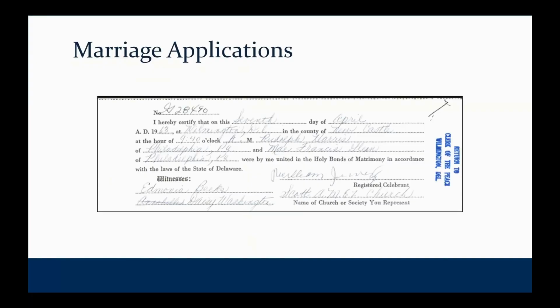Marriage applications can provide a great deal of information beyond just the certificate. They are organized by county. Again, Delaware has three counties: New Castle, Kent, and Sussex. The marriage applications can show additional information about the bride and groom, including previous marriages, residences, occupations, and those sorts of things. These are actually held in the Justice of the Peace record group, and that's how you would access these records.